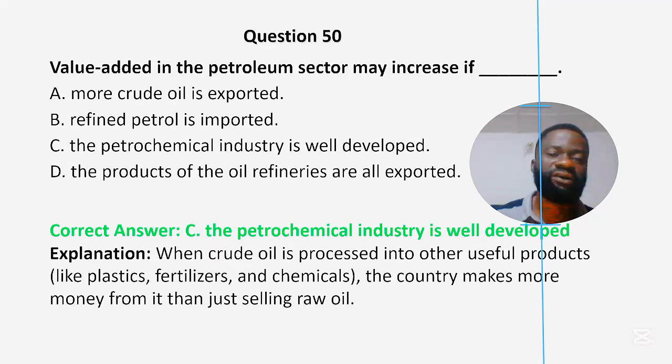The correct option is C. The petrochemical industry is well developed. When crude oil is processed into other useful products like plastic, fertilizers, and chemicals, the country makes more money from it than just selling raw oil.